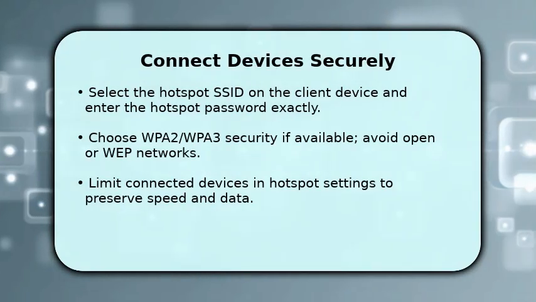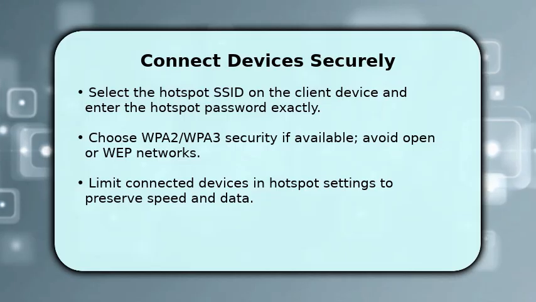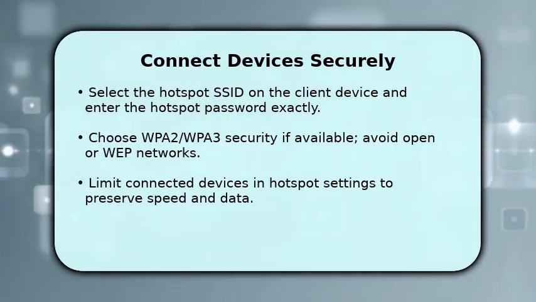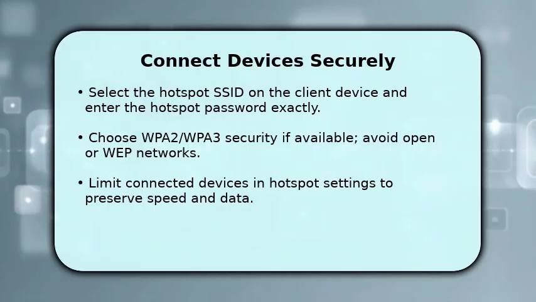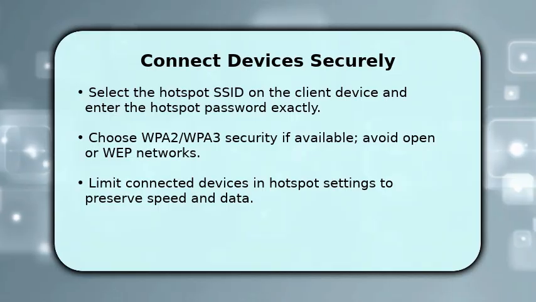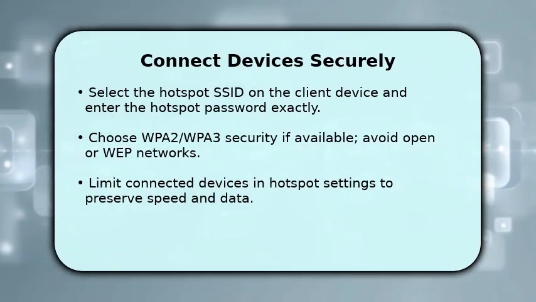You now connect a laptop or tablet to the new AT&T hotspot. From the client device, pick the hotspot SSID and type the password exactly, including capitalization and symbols. Once connected, verify the security protocol, select WPA2 or WPA3 for better encryption. Do not use open networks.